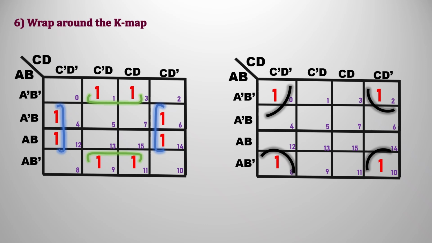So these 2 are also allowed. 1, 3, 9, 11 can be made as a group of 4 elements. 4, 12, 6, 14 can be made as a group of 4 elements. And if you also consider the second K-map, this is also an allowed K-map, because we can make a group of 4 elements in the corners itself, that is 0, 2, 8, 10.